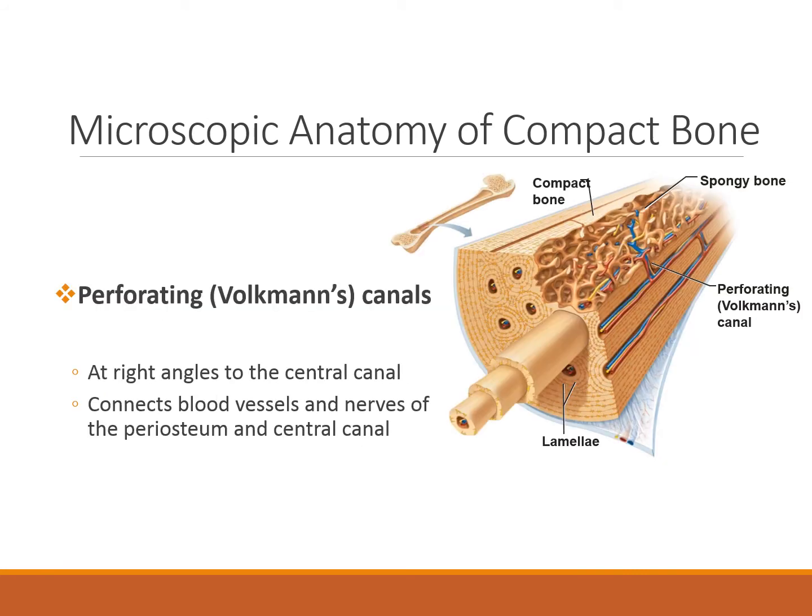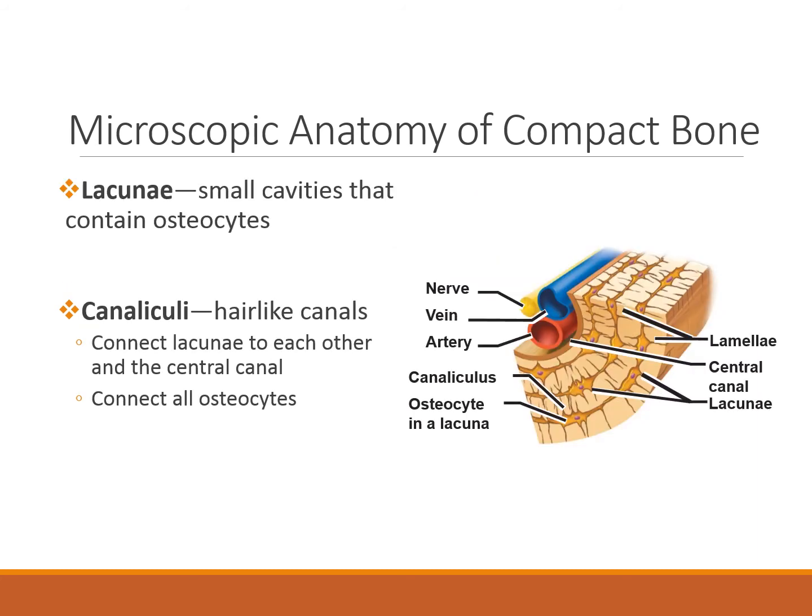The central canals of compact bone are connected to each other and to the blood vessels in the periosteum via these perforating or Volkmann canals, which run at right angles to the central canals. In between the lamellae are small cavities called lacunae. These house special cells called osteocytes. Osteocytes help maintain the bone matrix and communicate with each other and other bone cells called osteoblasts and osteoclasts through hair-like canals, which are depicted here, called canaliculi.